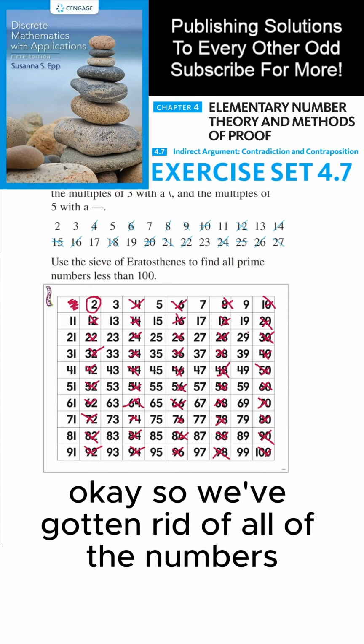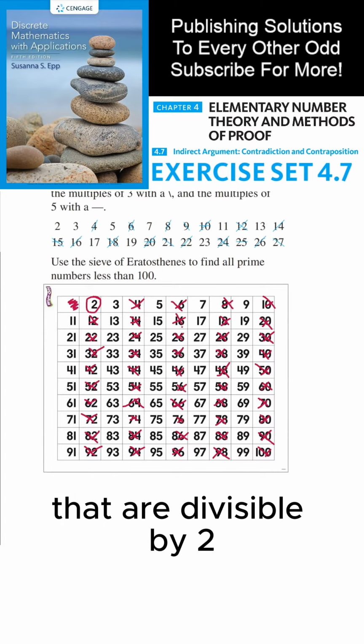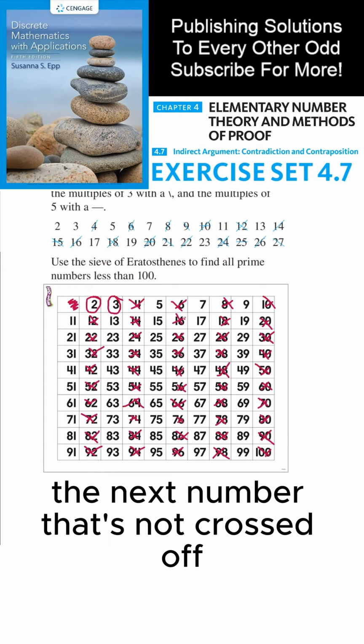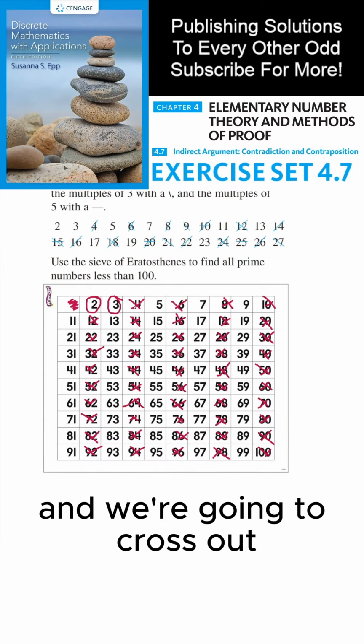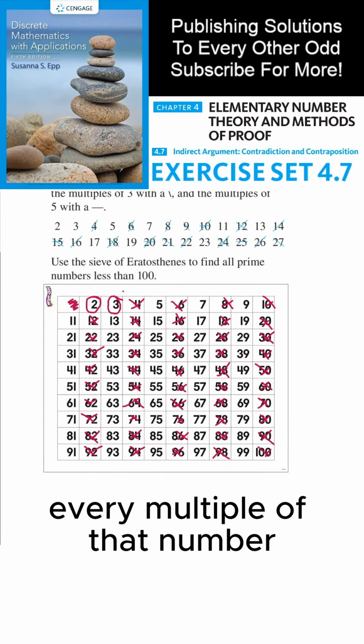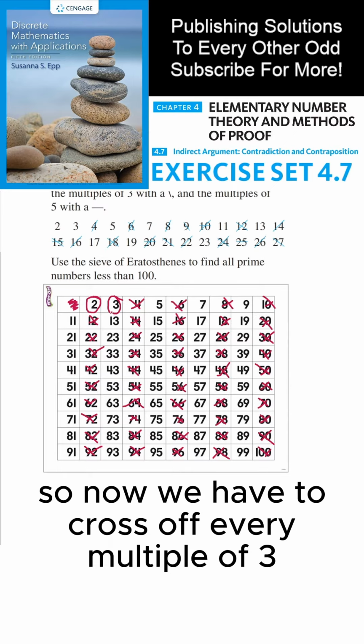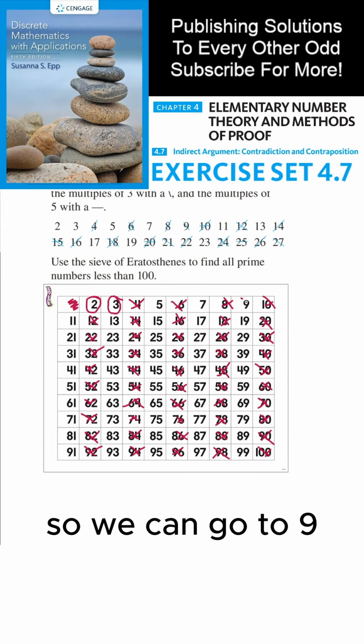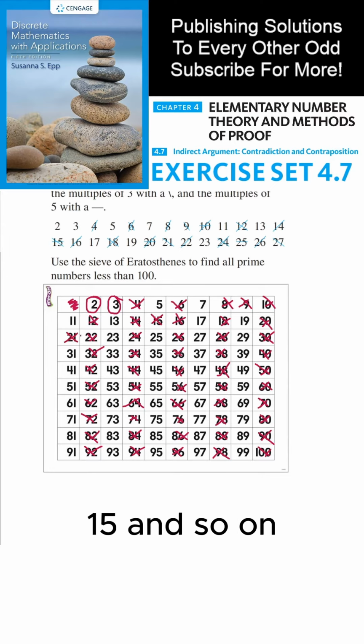Okay, so we've gotten rid of all of the numbers that are divisible by 2. Next, we're going to circle the next number that's not crossed off, and we're going to cross out every multiple of that number. So now we have to cross off every multiple of 3 except 3 itself. We already crossed off 6, so we can go to 9, 15, and so on.